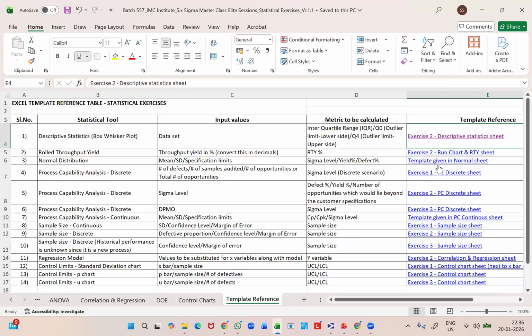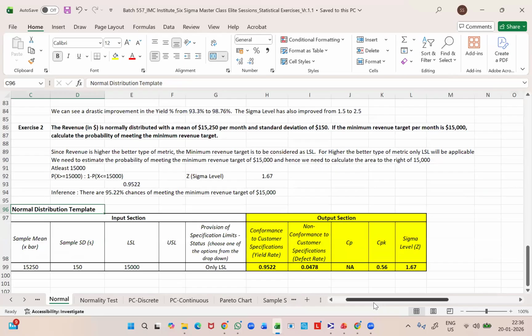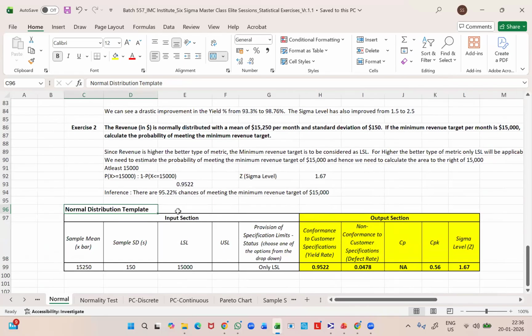So in that case, we need to use the template given in the normal sheet, right? Under these exercises that we solve for normal distribution, this is a normal distribution template. So you need to provide the input values here, in this input section: mean, standard deviation, and the LSL and USL values.